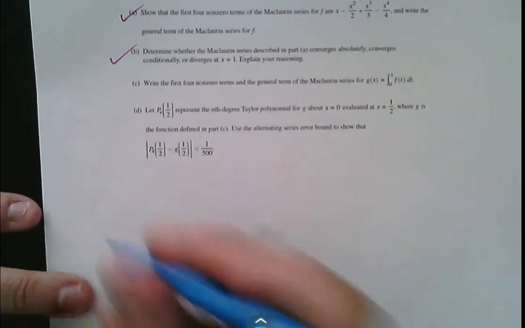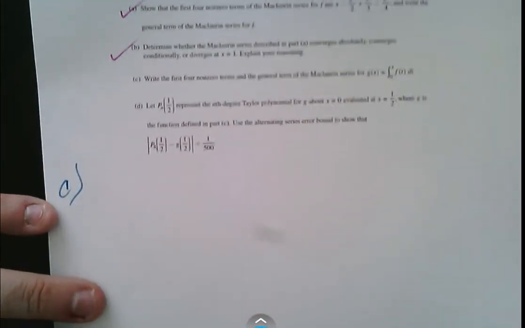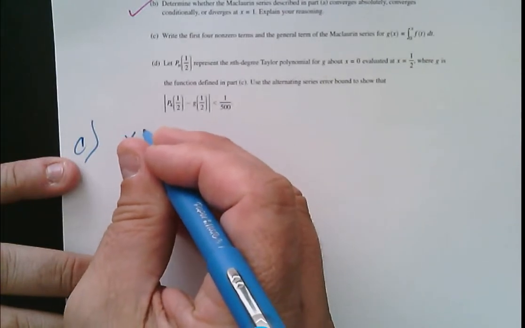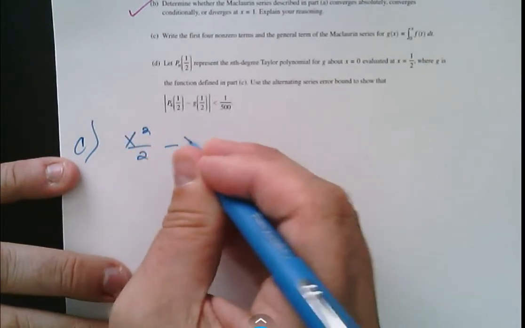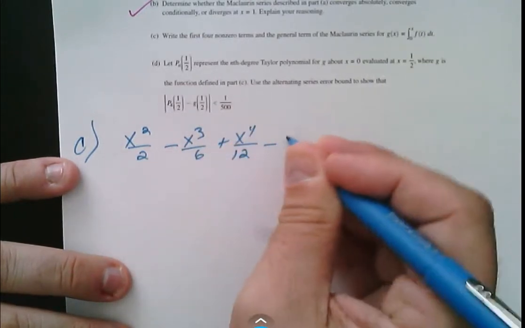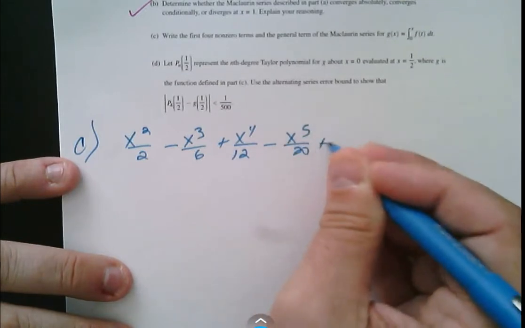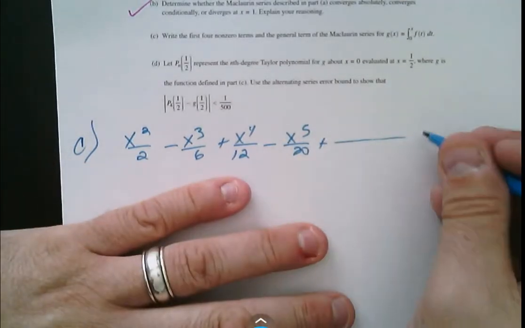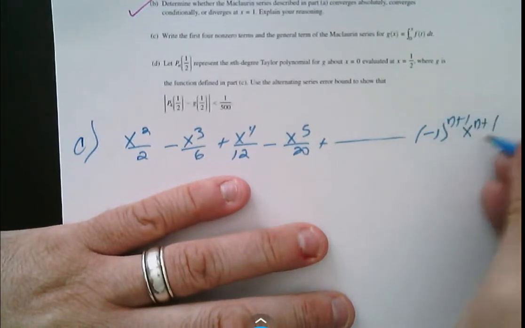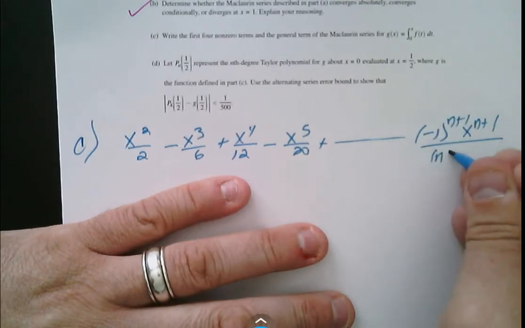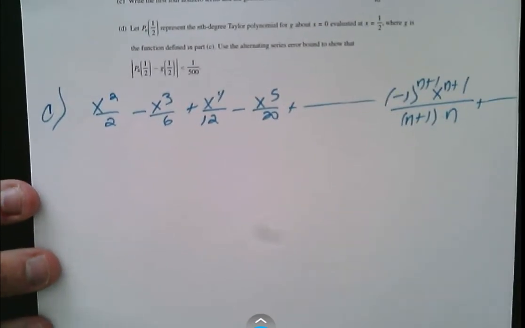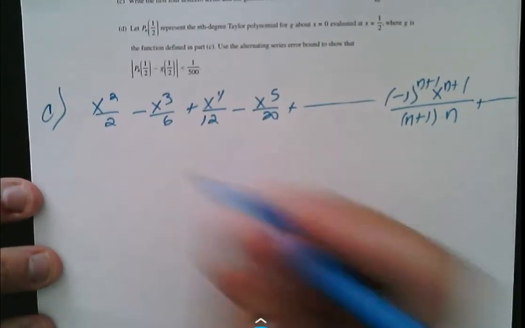All right, well, in order to do this, you need to know in part C, and this is the work you would have done, you would know that we have x squared over 2 minus x cubed over 6 plus x to the 4th over 12 minus x to the 5th over 20 plus dot, dot, dot. We're an alternating series, -1 to the n plus 1, x to the n plus 1, over n plus 1 times n, and it keeps on going. Okay, that is g.